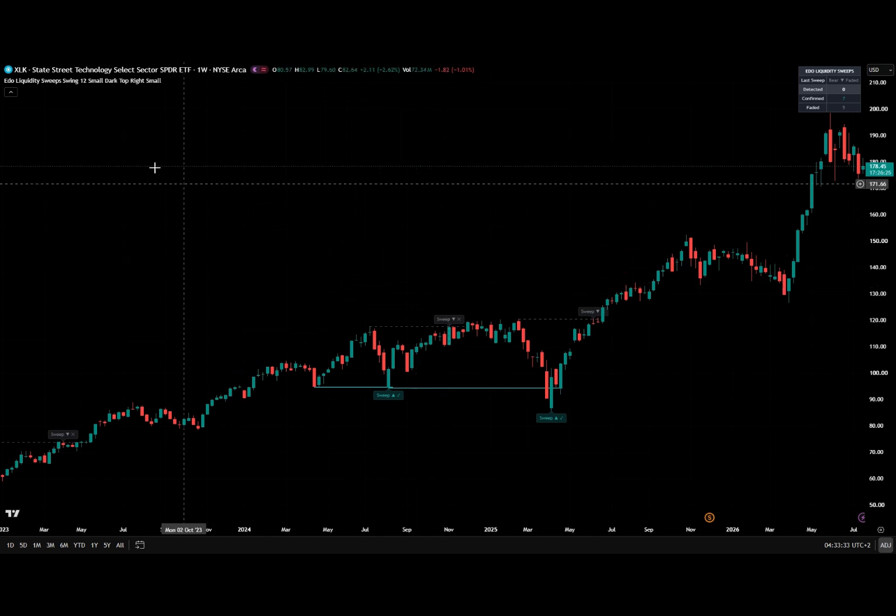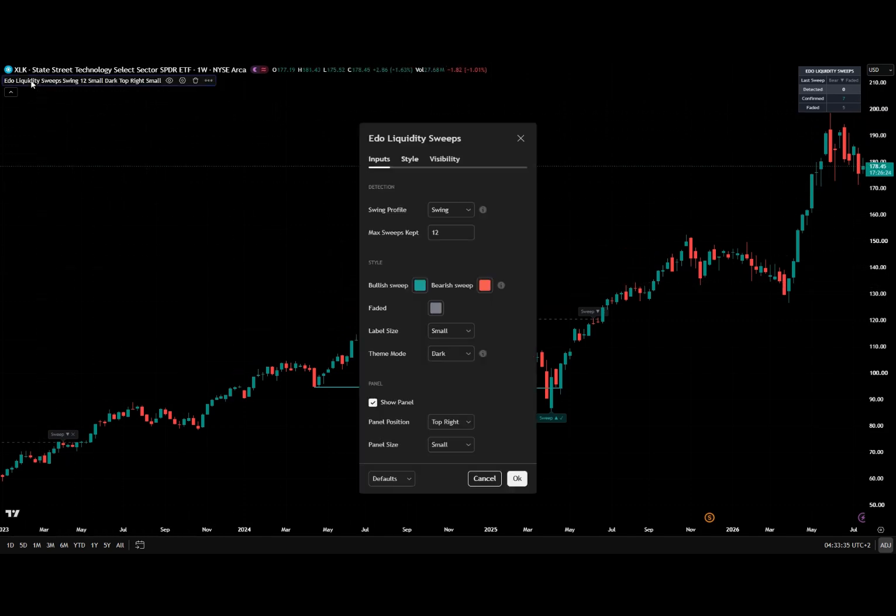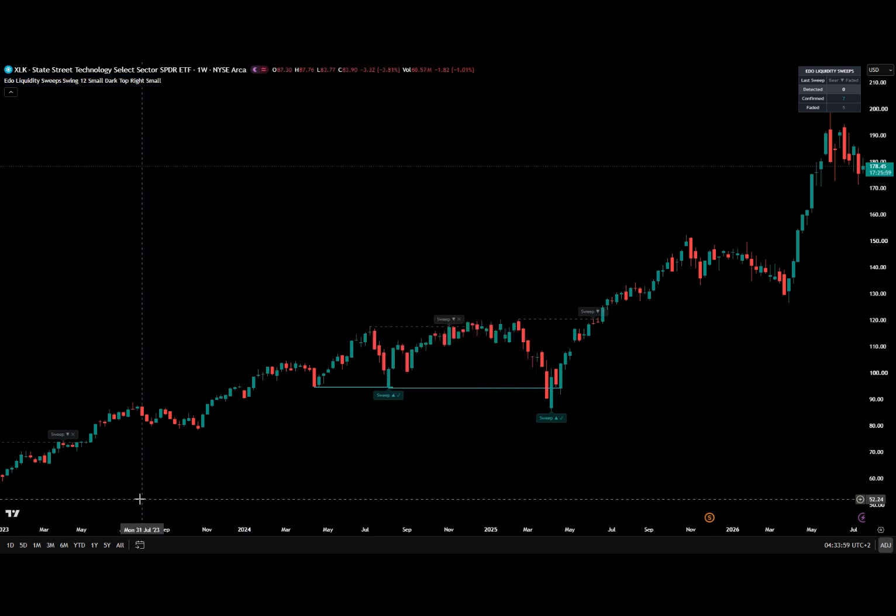The rest of the settings are presentation. You can set how many sweeps to keep on the chart, and the colors for bullish, bearish and faded events. Label size and a dark or light theme to match your chart, and the panel's corner and size. On the technology sector fund the defaults are clean, tweak them to taste. Nothing here changes the logic, only how it looks.